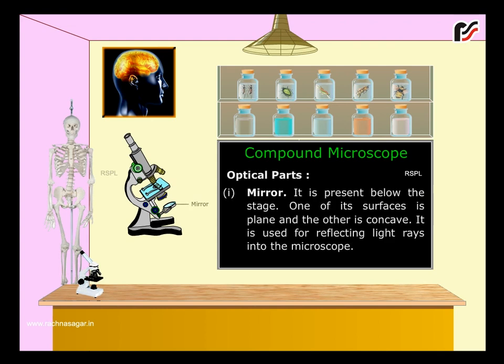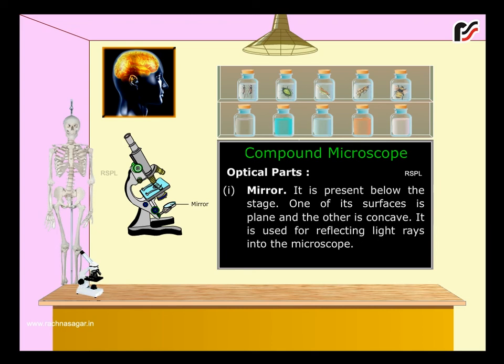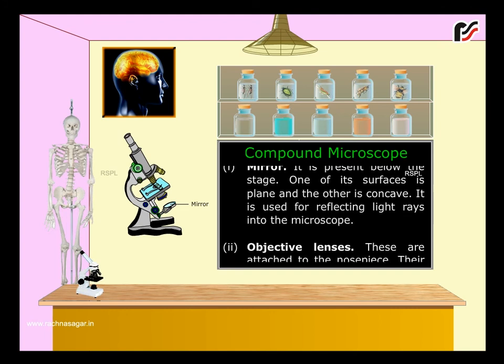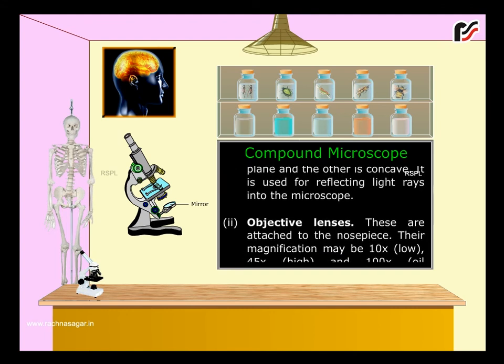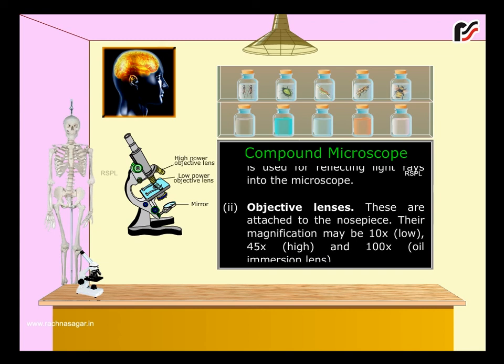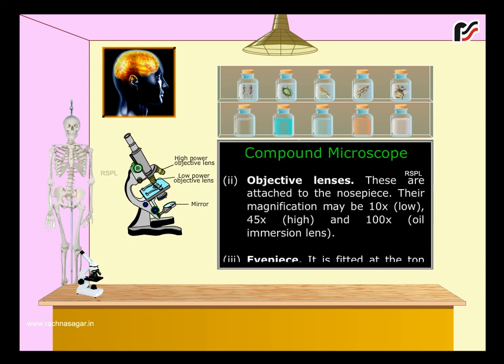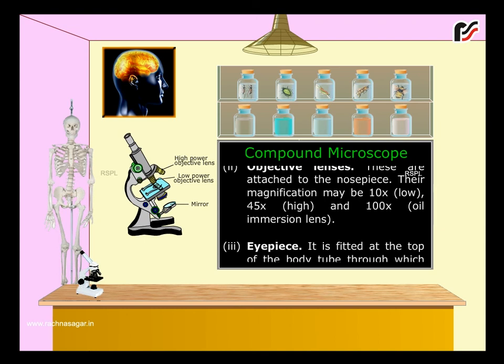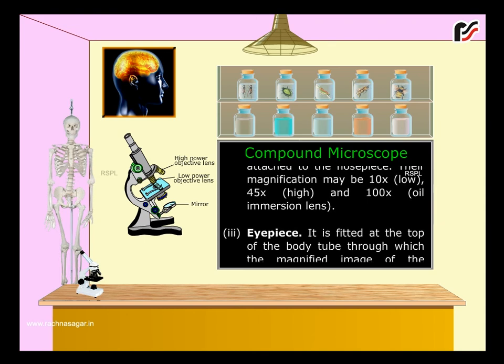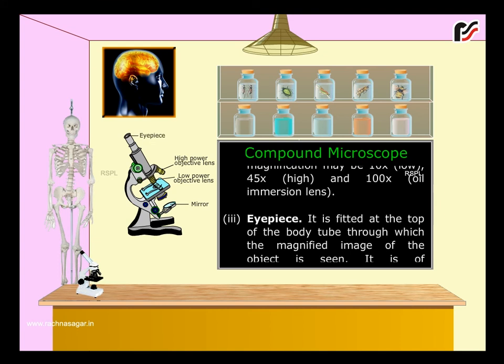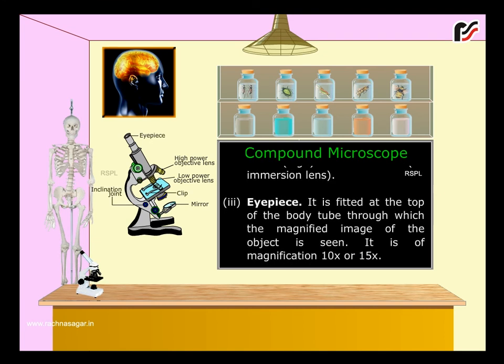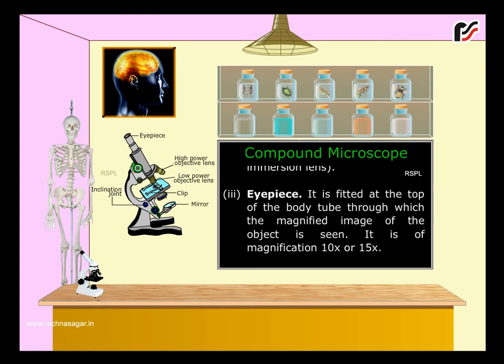Optical parts. Mirror. It is present below the stage. One of its surfaces is plane and the other is concave. It is used for reflecting light rays into the microscope. Objective lenses. These are attached to the nosepiece. Their magnification may be 10x low, 45x high and 100x oil immersion lens. Eyepiece. It is fitted at the top of the body tube through which the magnified image of the object is seen. It is of magnification 10x or 15x.